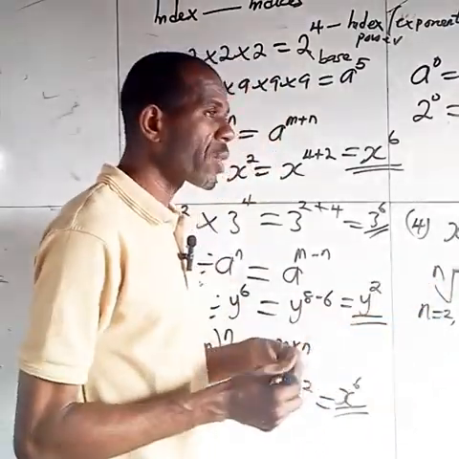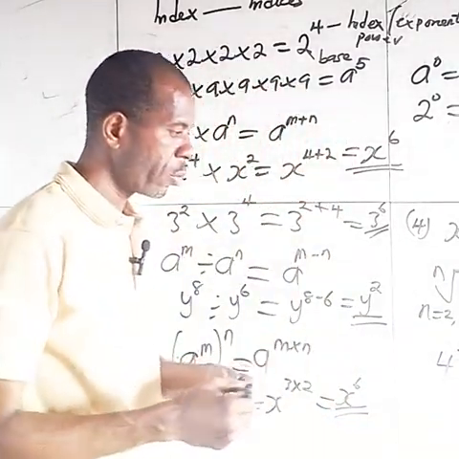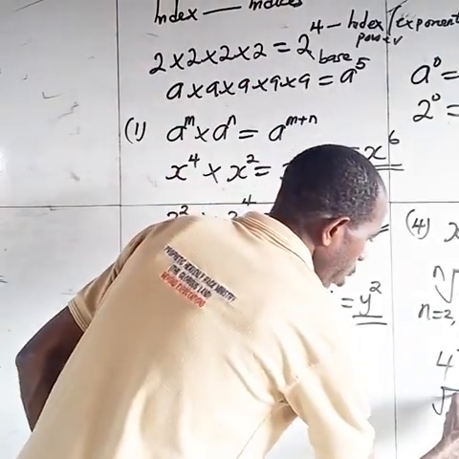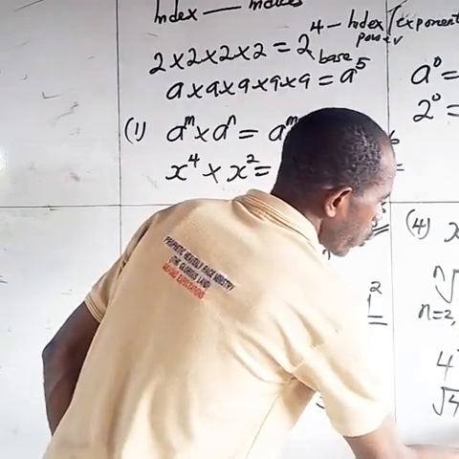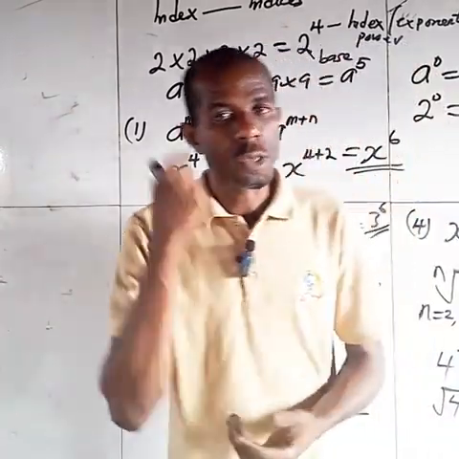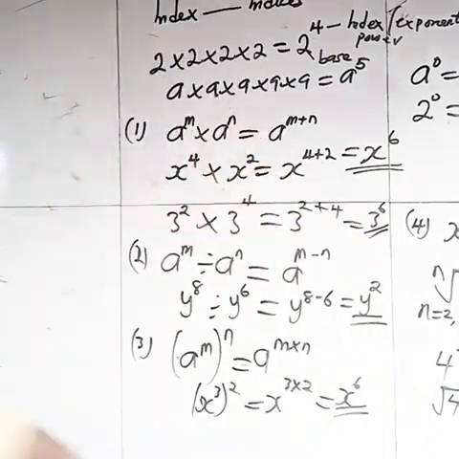So let us apply this now. If I have 4 raised to the power 1 over 2, it will give us the square root of 4. Square root of 4 is 2. That is the answer. This is how we apply this. So we still have other laws. Now let us go to law number 5.